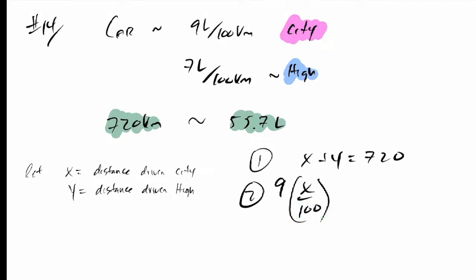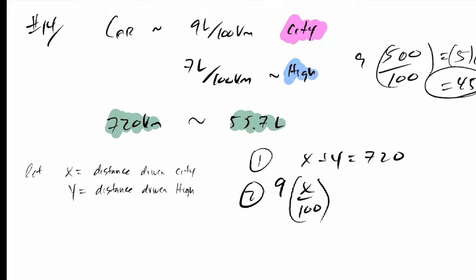So for instance, let's say you end up driving 500 kilometers. Then you divide that by 100, in which case that's 5. So 9 times 5 gives you your 45 liters of gas that you use up.